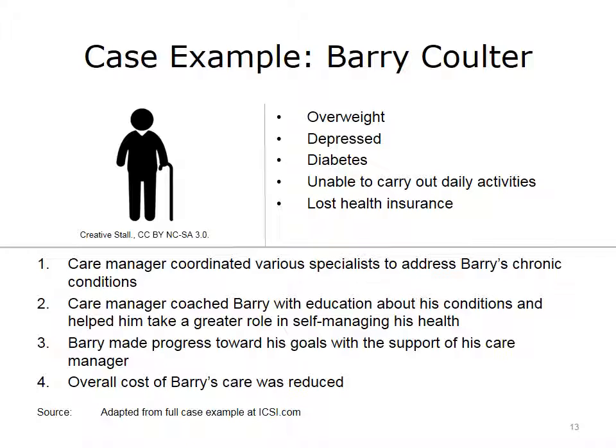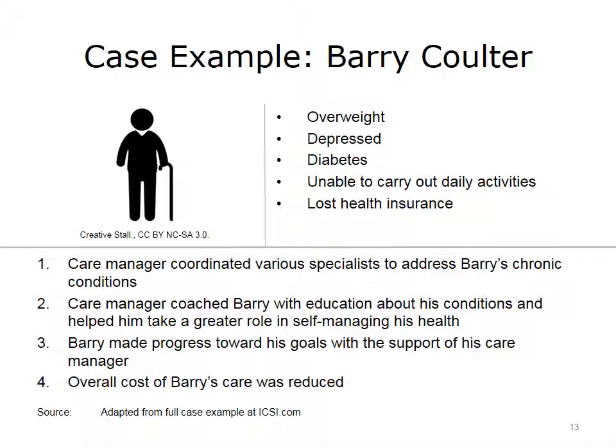The care manager helped coordinate the services of the different specialists who addressed Barry's conditions. The care manager coached Barry by providing him with education about his medical condition and actions that he could take to self-manage his health. Barry's care manager connected with him every week. Together, they set achievable goals for the week, including exercise routines, nutrition, sleep patterns, and medication delivery.